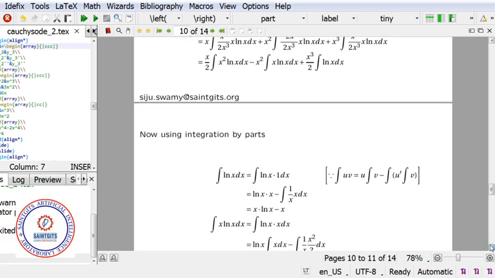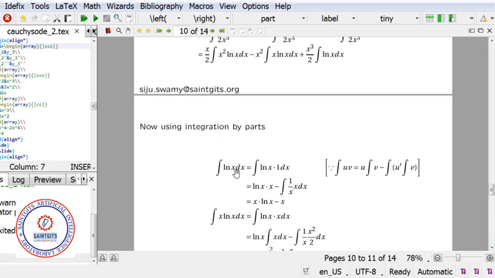Here we are going to use integration by parts to calculate integral ln of x. So integral ln of x dx can be written as integral ln of x dot 1 dx. So integration by parts. First term is ln of x, second term is 1. This is our integration by parts rule. Integral of uv is equal to u into integral of the second function v minus integral of derivative of the first function u, that is u dash, into integral of the second function v. So here first function is ln of x. Using this rule, ln of x into integral 1. Integral of 1 dx is simply integral dx, that is x, minus integral of u dash.